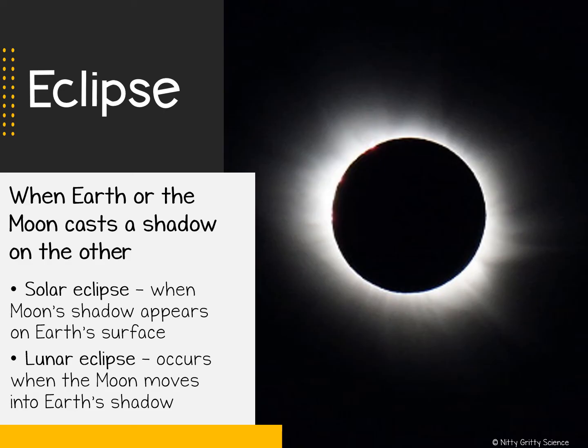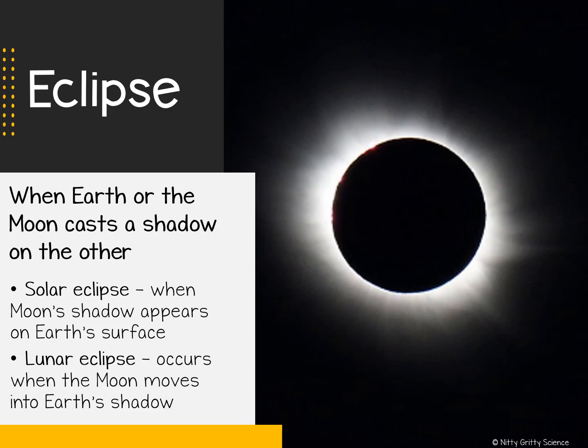Now, as the sun shines on the moon, it casts a shadow that extends out into space. Sometimes when Earth, the moon, and the sun are lined up, the moon casts a shadow on Earth's surface, and this is called a solar eclipse. There can either be a total solar eclipse, where the moon appears to cover the sun completely, or partial solar eclipses, where the moon only covers part of the sun.